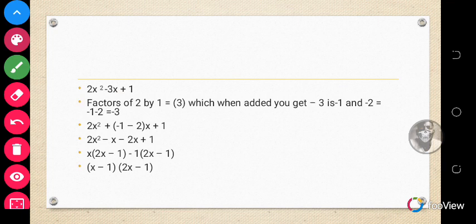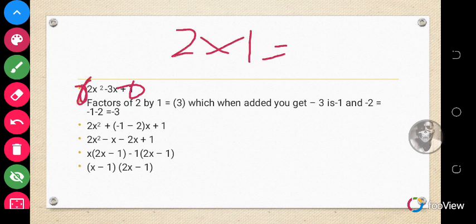So when we have 2x squared minus 3x plus 1, you realize that now in the previous one it was just x squared, but now there is 2 here. So what you do is that you multiply this by the coefficient 2 here, and so you have 2 times 1.